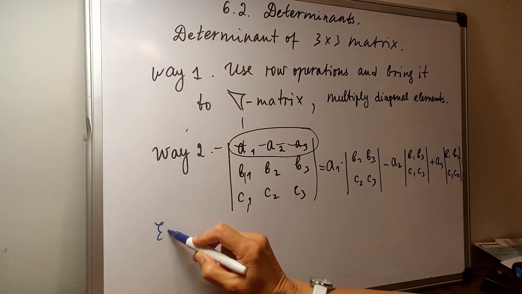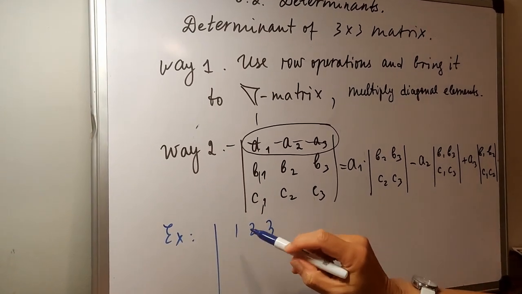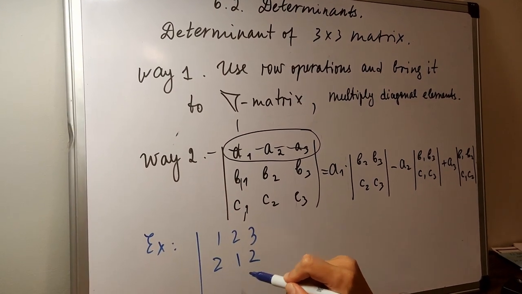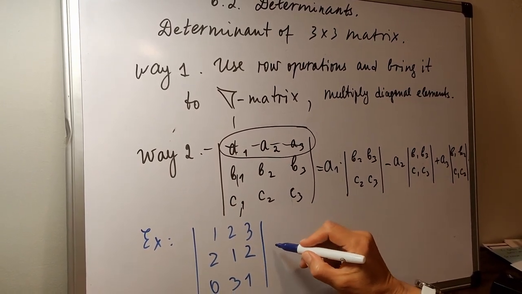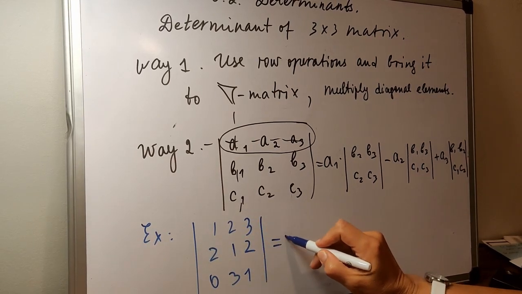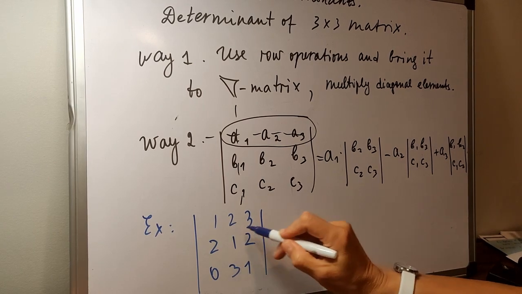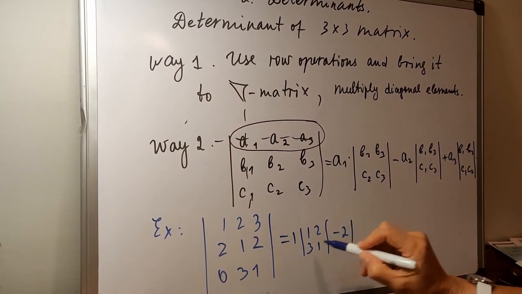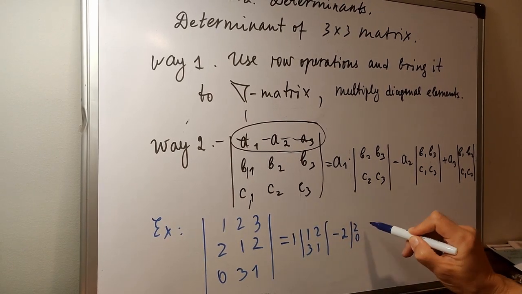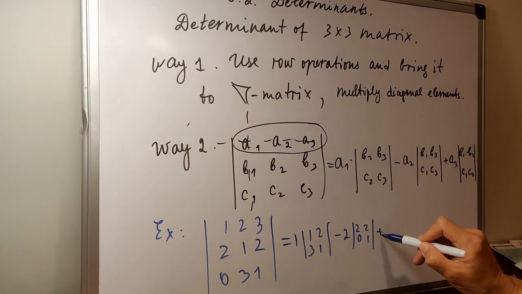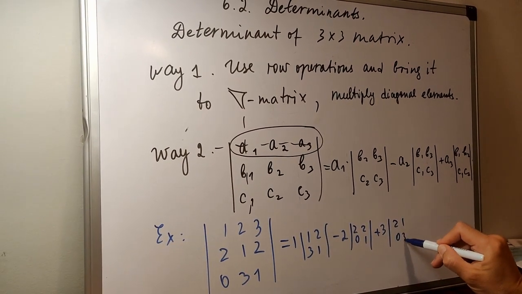Okay, let's consider an example of using this weird way number 2, expansion by the first row. My example is going to be just the calculation of the determinant of the matrix 1, 2, 3, 2, 1, 2, 0, 3, 1. I just use an arbitrary matrix. So the first element 1 and the determinant of 1, 2, 3, 1, the leftover determinant. And then minus 2, and the determinant of the leftover is going to be 2, 0, and 2, 1. And plus 3, and the determinant of the leftover is 2, 1, 0, 3.